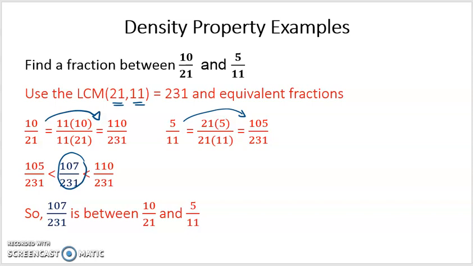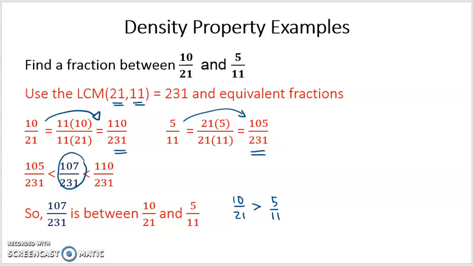So what we said is that 107/231 is between 10/21 and 5/11. But for this video, what I want to focus on is that 5/11 is 105/231, and 10/21 is 110/231. So what we can say is that 10 out of 21, or 10/21, is actually greater than 5/11.